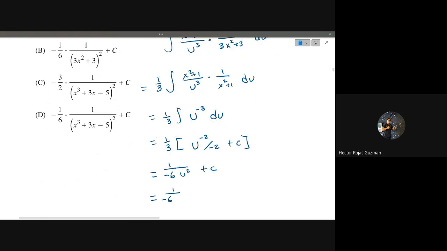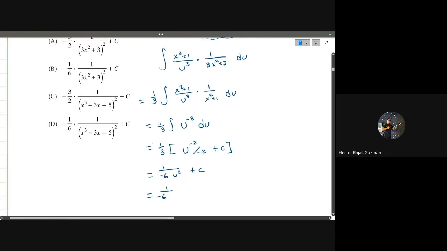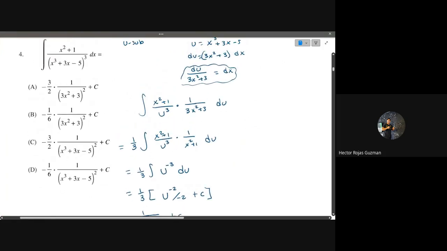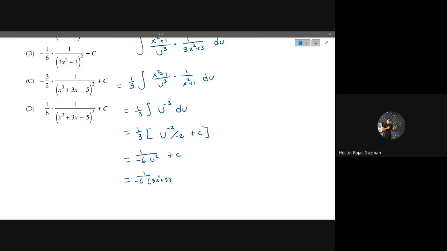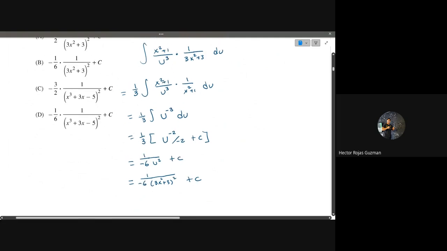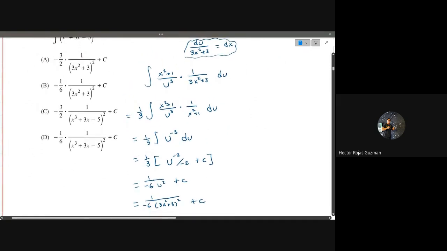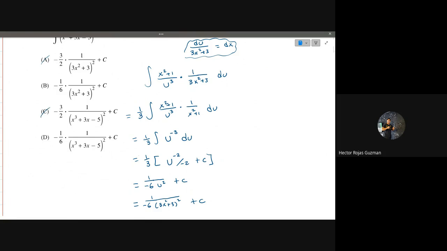Okay, what did we choose for u? Let's see. Oh, it was 3x squared plus 3. So my u is 3x squared plus 3, squared, plus c. Let's take a look at our answer choices. These don't have a negative 1/6. 3x squared plus 3 plus c. The answer is B.